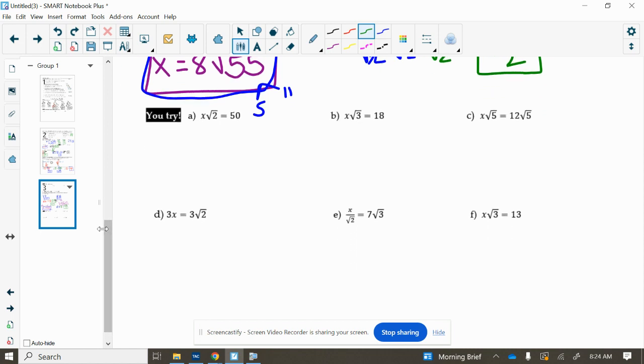All right, we have a couple examples for you to try at the end here. Try example A, B, C, D, E, and F.